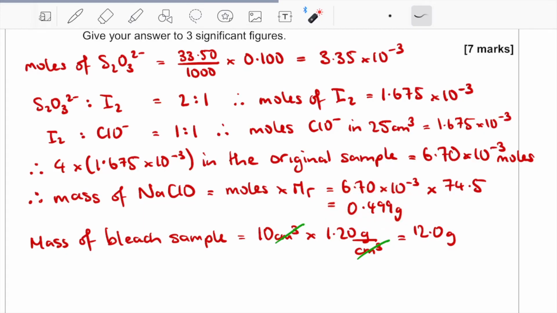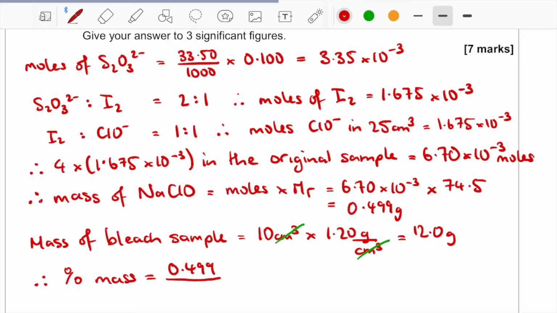So 0.499 grams was in the original 12 grams, and we're trying to work out a percentage mass. So therefore, our percentage mass equals the mass of sodium chlorate 1 that we worked out was present over the mass of the original sample, times 100%, and that equals 4.16%, and that is our percentage by mass.